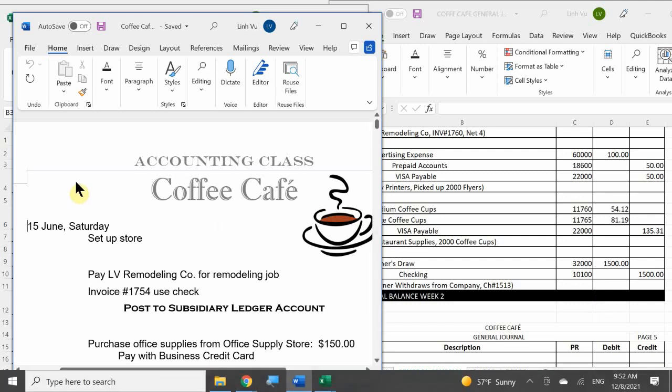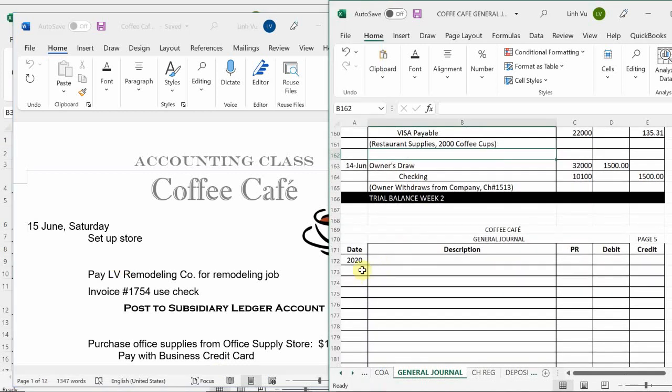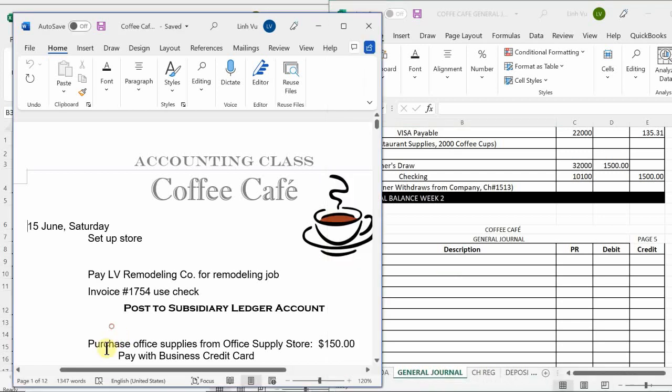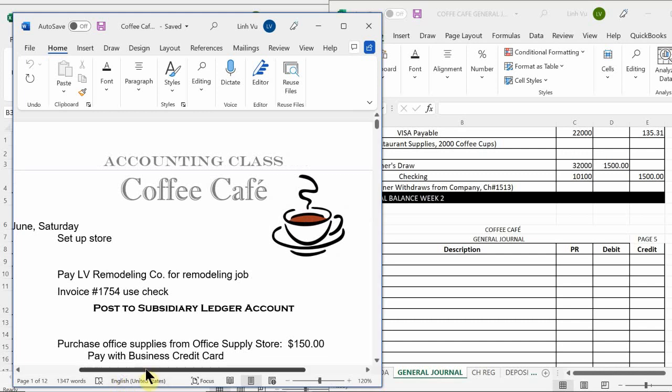So now it's the 15th, so we are now on General Journal number 5, okay? So we are setting up the store. And the first thing that we did here is that we paid LV Remodeling Company for the remodeling job, invoice number 1754. Use a check.